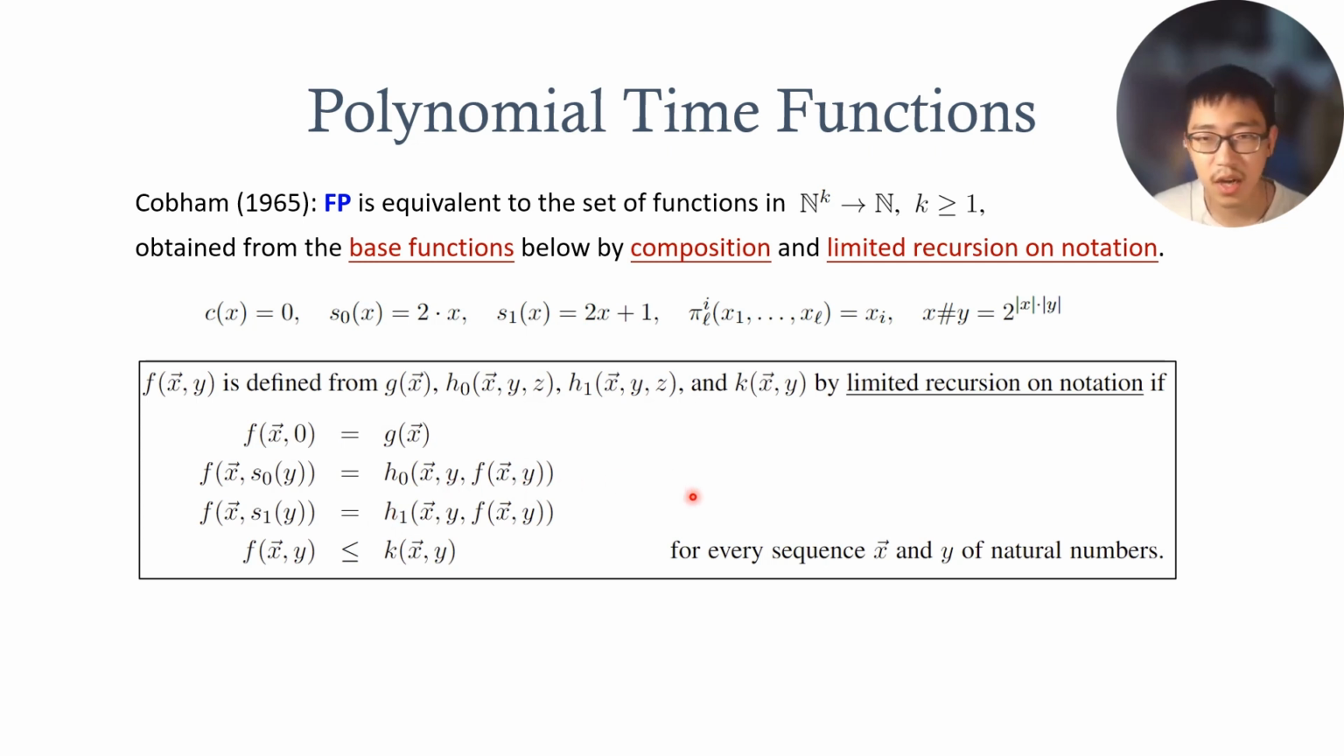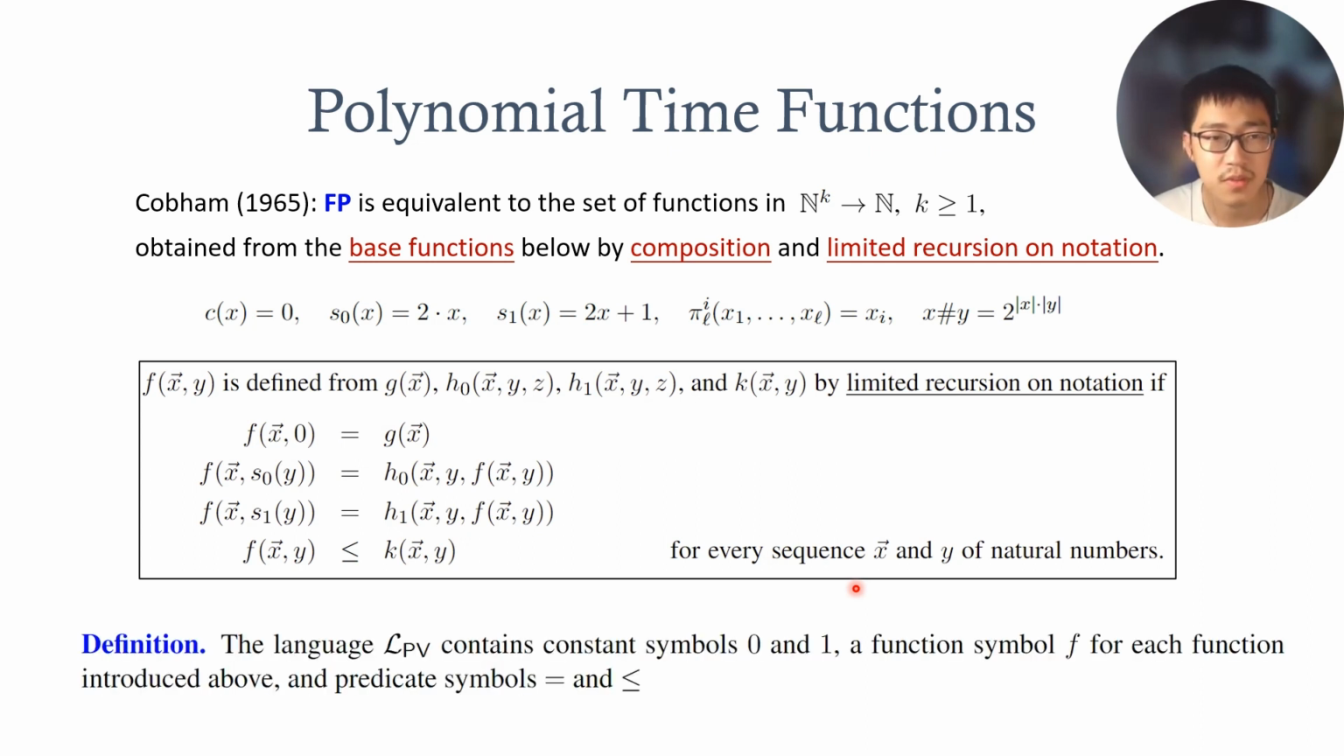Since this gives a characterization of FP, we can use the function symbols obtained above to define polynomial time computable functions. Formally, we define L_PV as the language that contains the constant symbols 0 and 1, a function symbol f for each function introduced above, and the predicates equals and less than or equal to, to define the sentences in first-order logic.